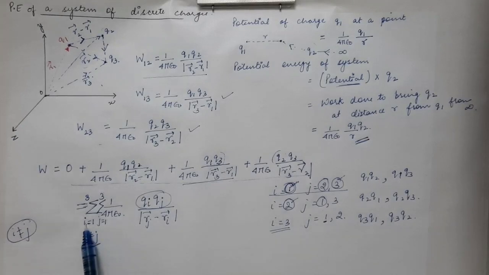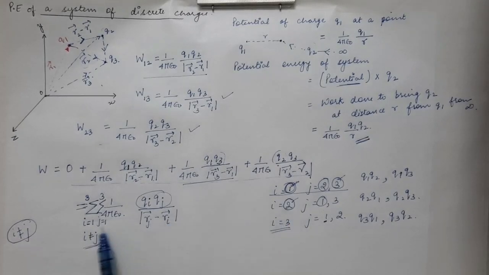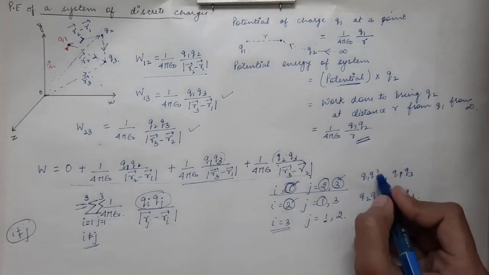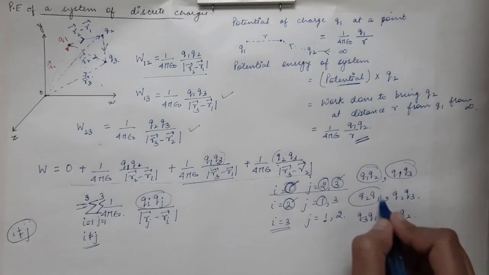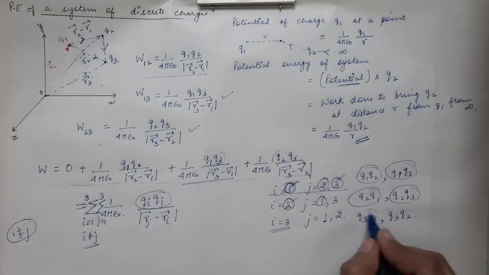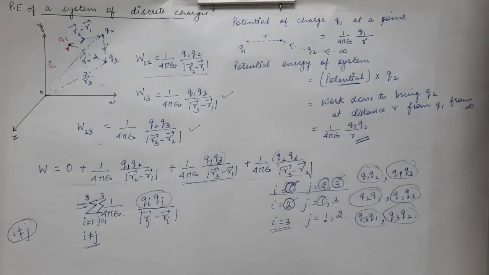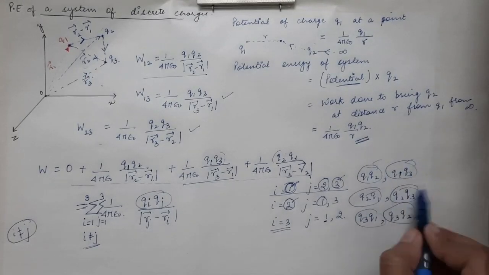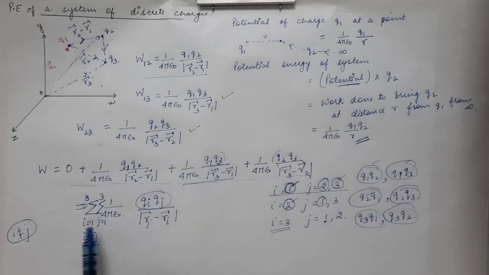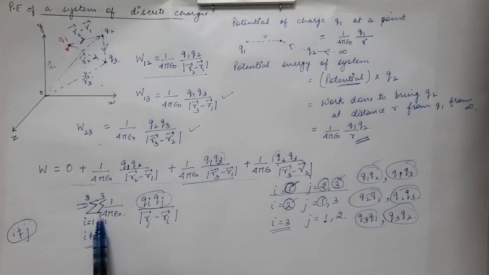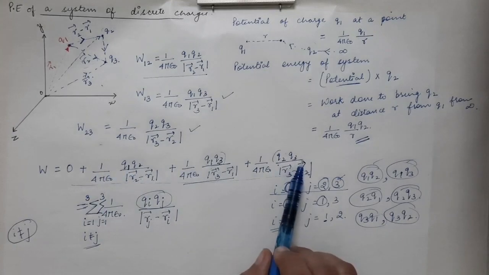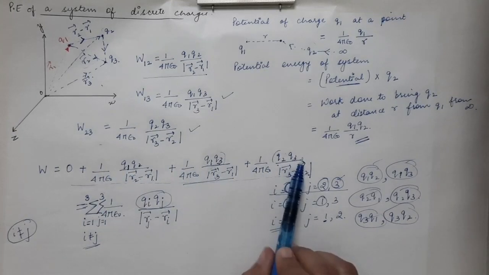So when you open this particular summation, you will actually get 6 terms. Here we have Q1 Q2, Q1 Q3, Q2 Q1, Q2 Q3, Q3 Q1, Q3 Q2. So we are getting 6 terms over here. But in actual, what we have is just 3 terms.